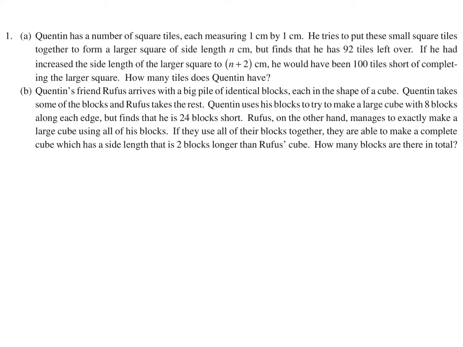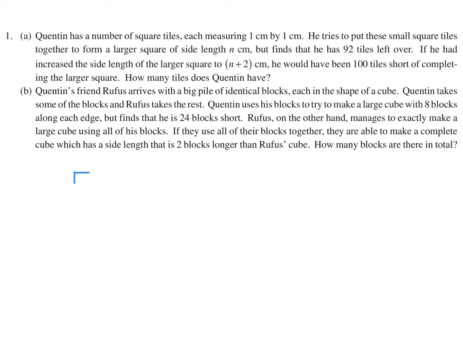1A. Quentin has a number of square tiles, each measuring 1 by 1 centimeters. He tries to put these small square tiles together to form a larger square of side length n centimeters, but finds that he has 92 tiles left over. If he had increased the length of the larger square to n plus 2 centimeters, he would have been 100 tiles short of completing the larger square. How many tiles does Quentin have?